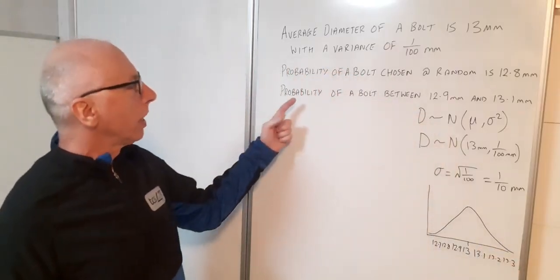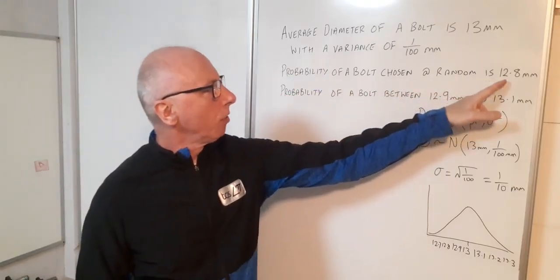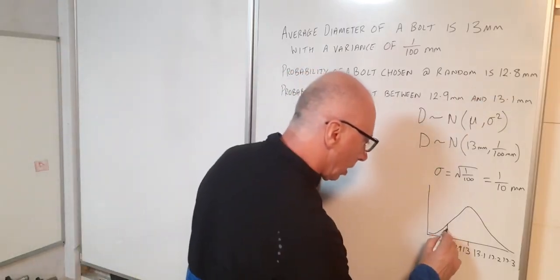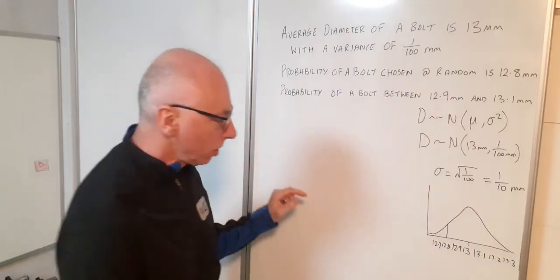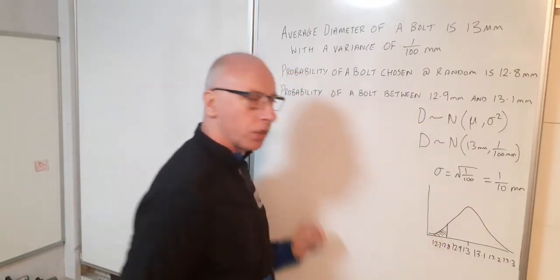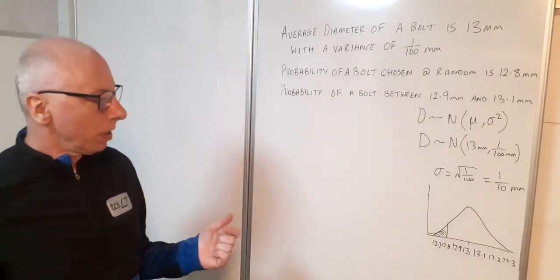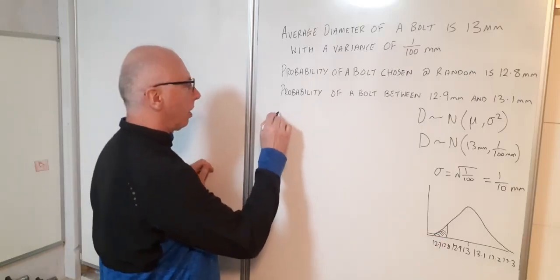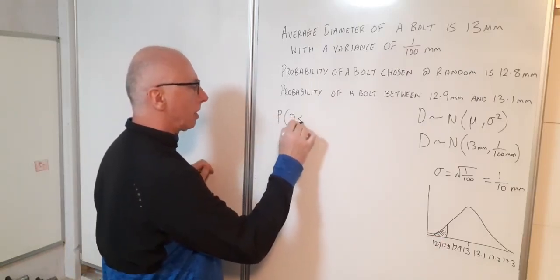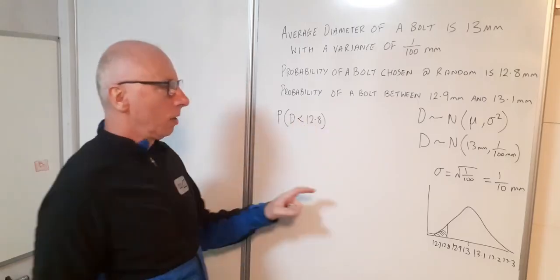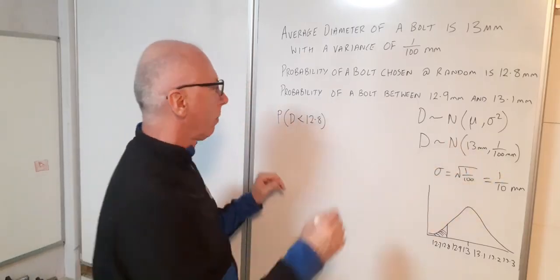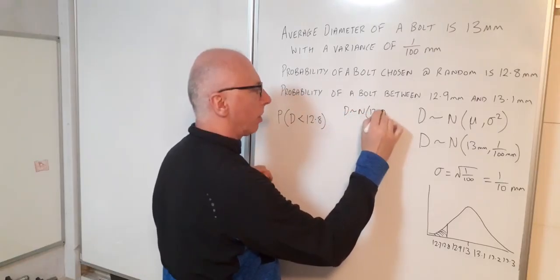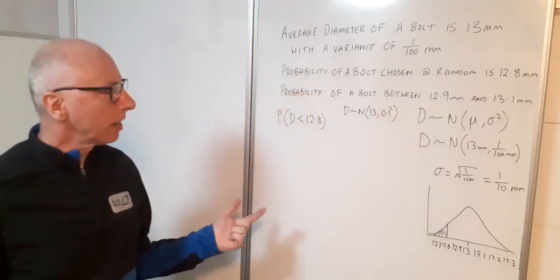So what we want to know is the probability of a bolt chosen at random is 12.8 millimeters or less. So 12.8 millimeters, that's what we've got there, or less. So what we're looking for is the area under the curve in this position here. So to be less than 12.8 millimeters is going to be quite small. So what we want is probability D is less than 12.8 with this distribution set up here. So if I'm going to write that, D is distributed normally 13, 0.1 squared. So if I write it like that, that's equivalent.